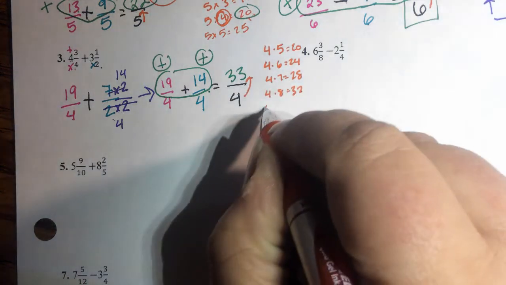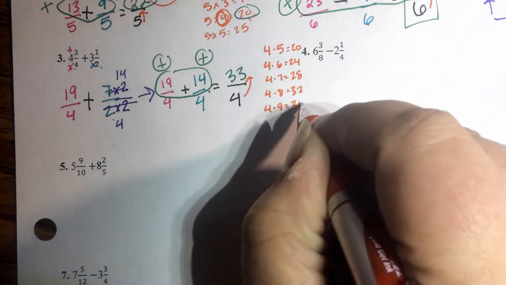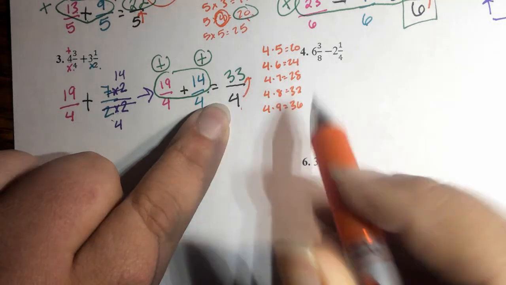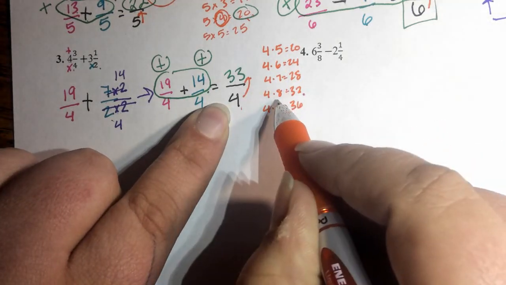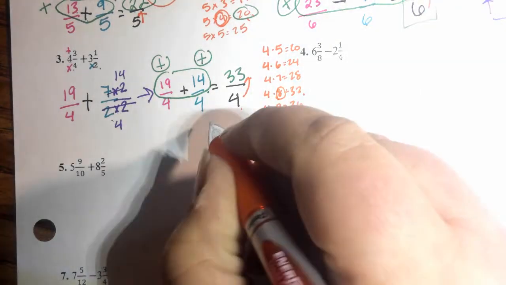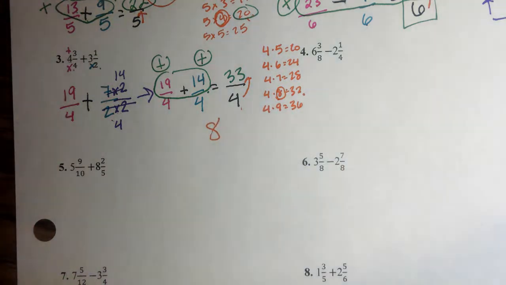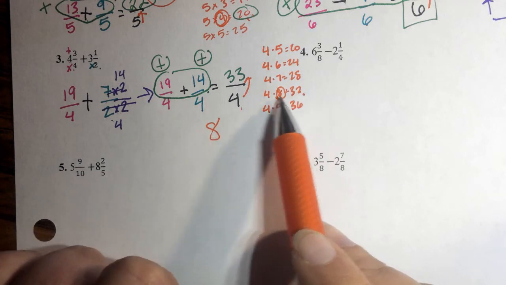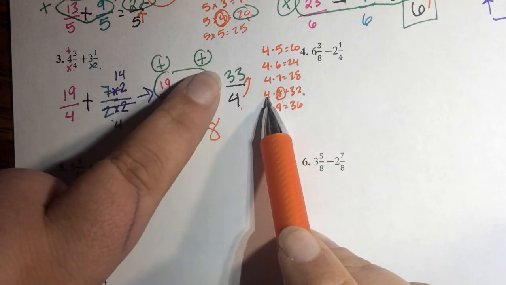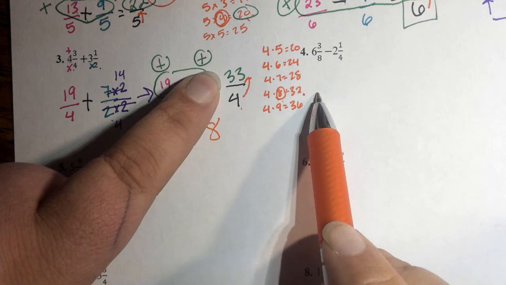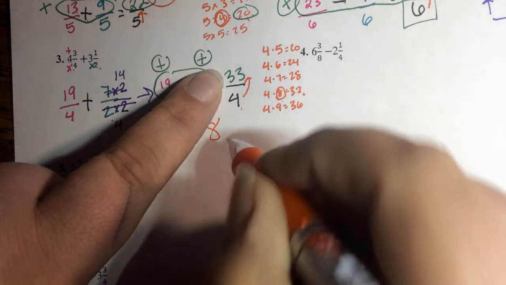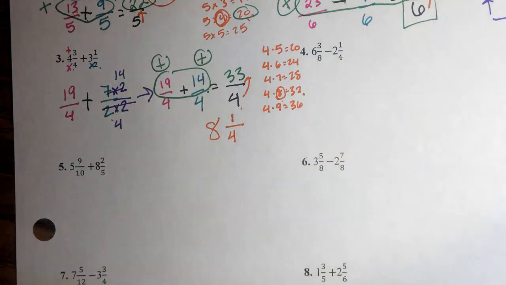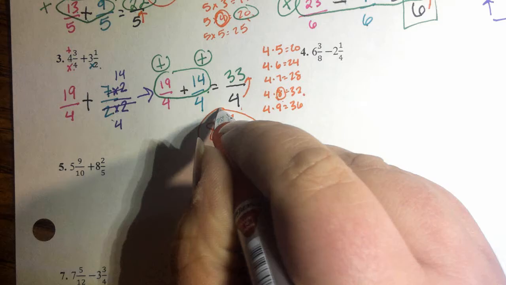Can it go in one more time? 4 times 9 is 36. It cannot go in one more time. So 4 fits into 33 without spilling over 8 times, 8 whole times. So now that's the whole number 8. Using 8 wholes is the same as 32 fourths, but I had 33 of them. So the difference between 32 and 33 is 1. So I have 8 and 1/4. 1/4 is already simplified, so I'm done.